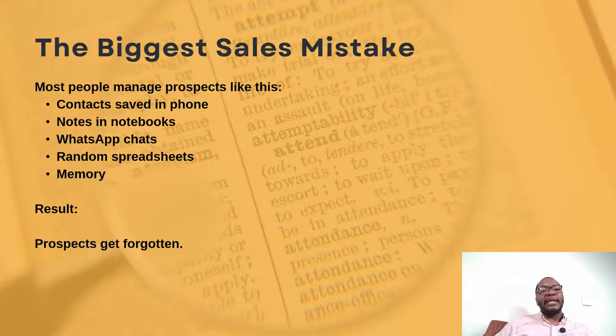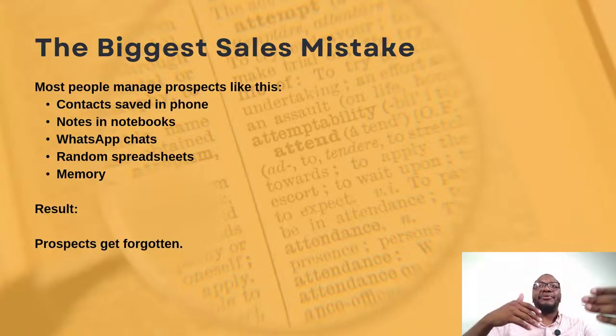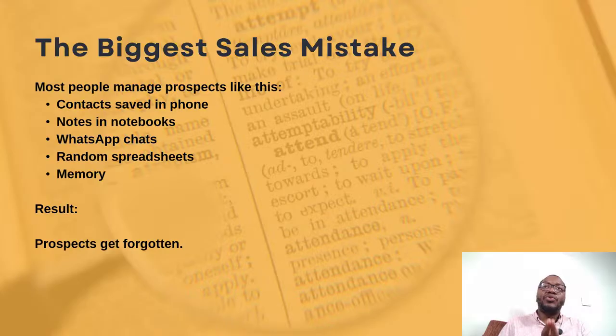The biggest sales mistake in this stage is that most people manage prospects like this. You save a contact in your phone, or you write your notes in a physical notebook. If that is you, wow. You're writing your notes in a physical notebook. You've got most of your information in WhatsApp chats, so you're having a lot of conversations, a lot of referrals back and forth through WhatsApp. Then you've got a challenge. These are part of the biggest mistakes you're making.